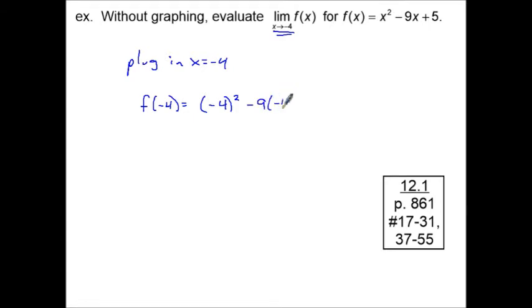So we simply plug in our negative 4 and crunch the numbers. That's going to be a 16, that's going to be a 36, that's going to be a 5. And I'm pretty sure that 52 plus 5 is about 57. So basically, our limit is 57, without going through the trouble of a graph, because quite honestly, in this case we had something that was easy enough to work with.